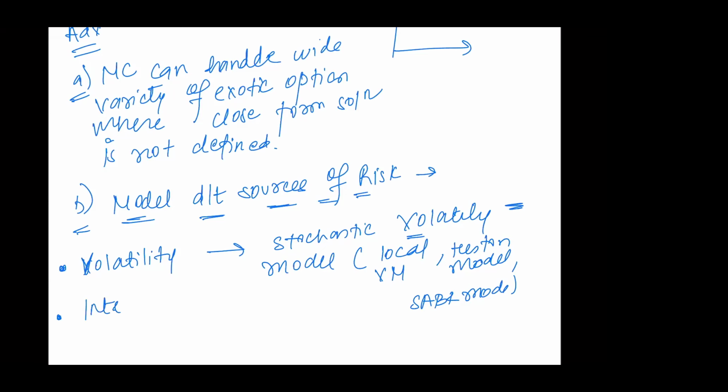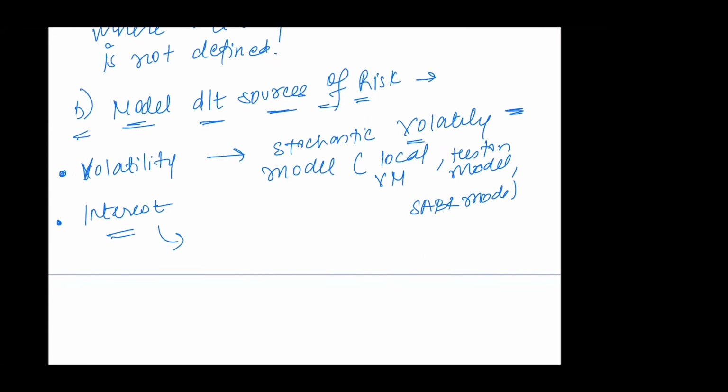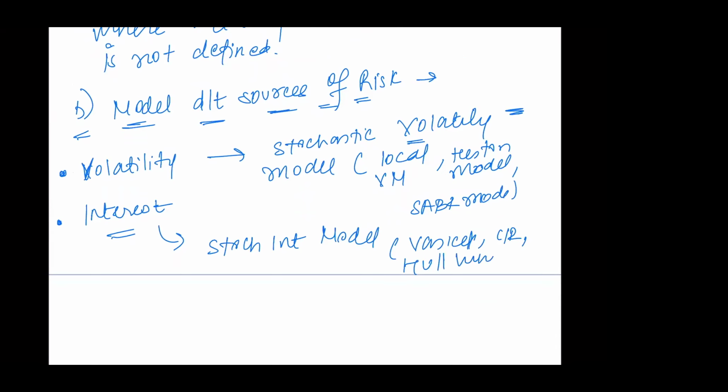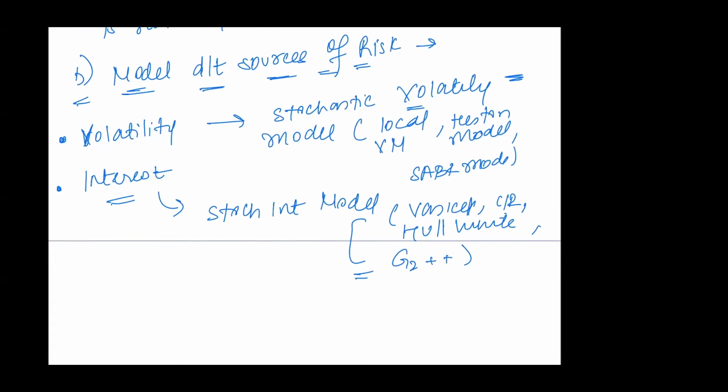Similarly, we can use Monte Carlo to predict future interest rates. I guess you all know how much interest rates can affect the financial markets. So we have different stochastic interest rate models, like CIR, Hull White model, G2++ model. In all these cases, we use the Monte Carlo method to simulate the different interest rates. So risk management is one of the most common applications.